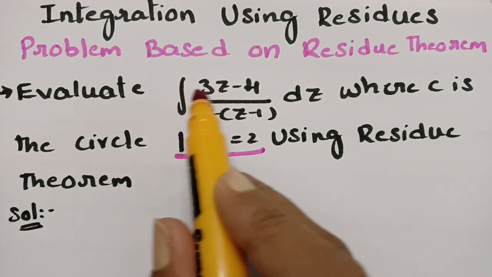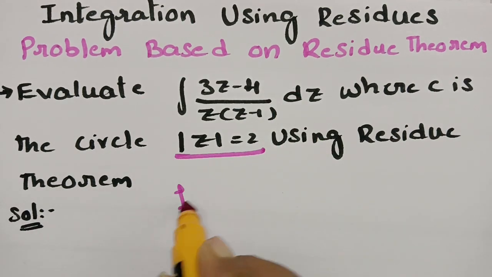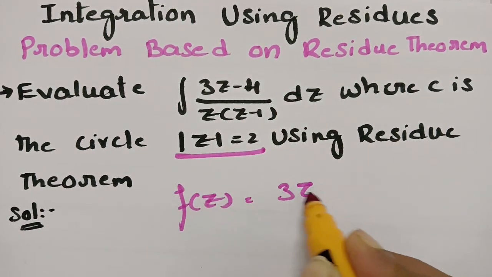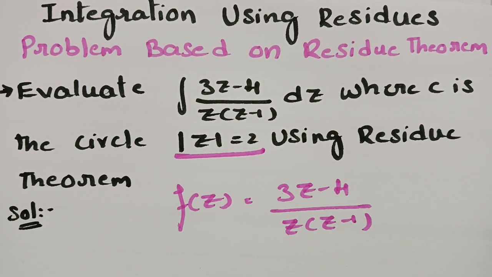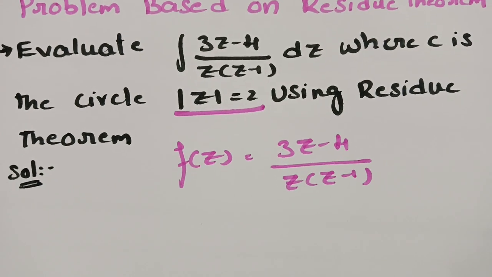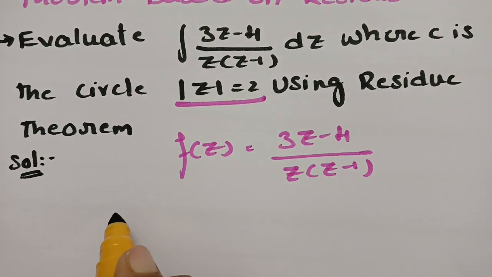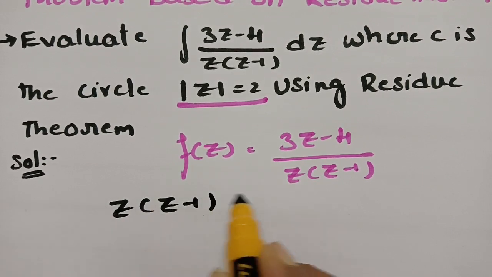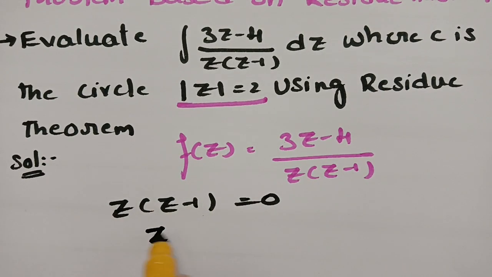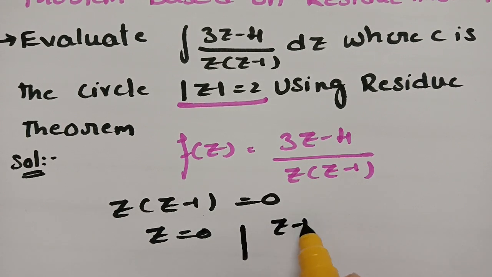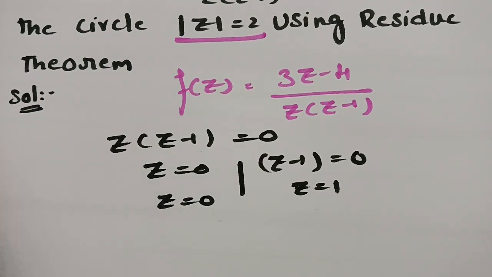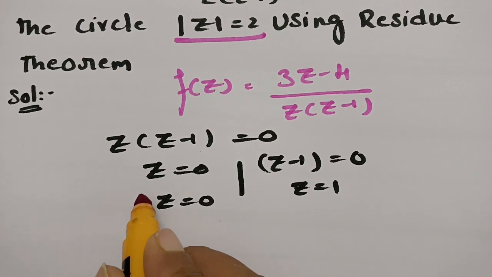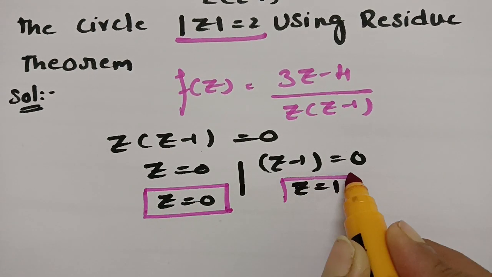So here, what is given? Integral of f(z) dz. Clearly, f(z) is nothing but (3z − 4)/(z(z − 1)). In order to find the poles for this given function, we have to equate the denominator to 0. So z(z − 1) = 0. This gives z = 0, and if I equate z − 1 to 0, z = 1 is one pole, and z = 0 is the other pole. So we got the two poles after equating the denominator to 0.